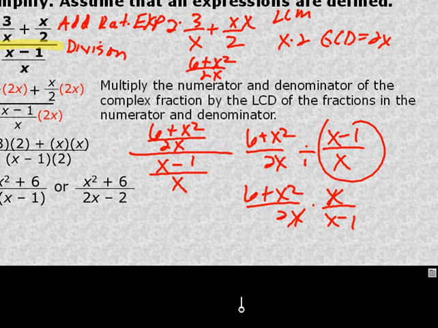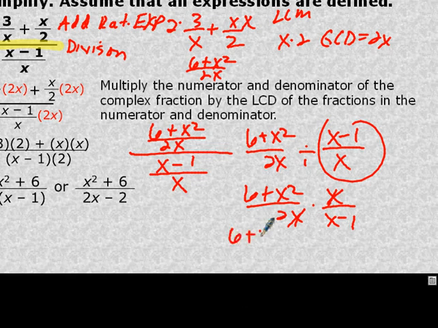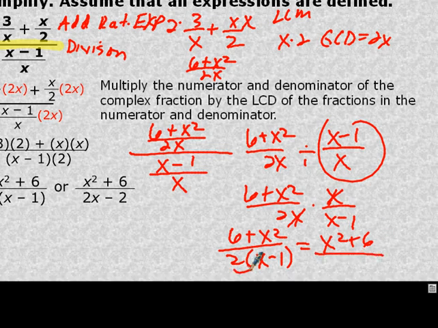So I'm going to end up with 6 plus x squared over 2 times x minus 1, which you want to rewrite in standard form: x squared plus 6, distribute this over 2x minus 1. Sorry, 2x minus 2. And that's going to be your final answer.